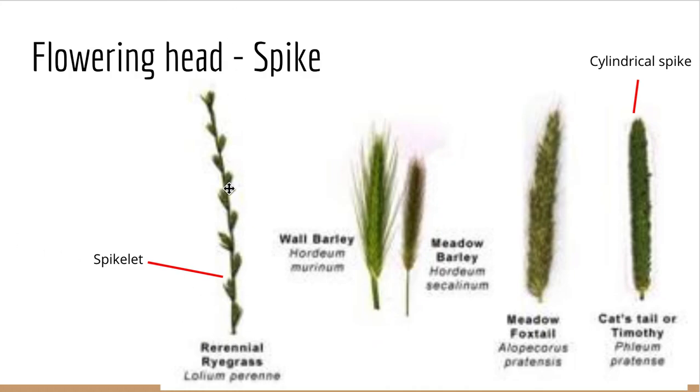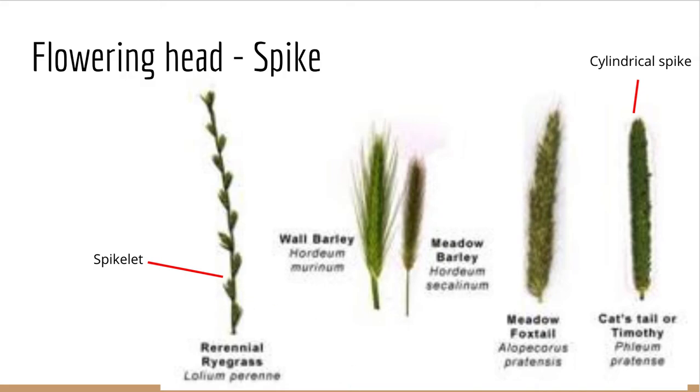So this is the main spike, called the rachis. This main stalk in the middle is called the rachis, and off from this rachis are these outgrowths of florets, which are called spikelets. So to repeat that, you have a main axis stem called a rachis, and out from that you have spikelets.